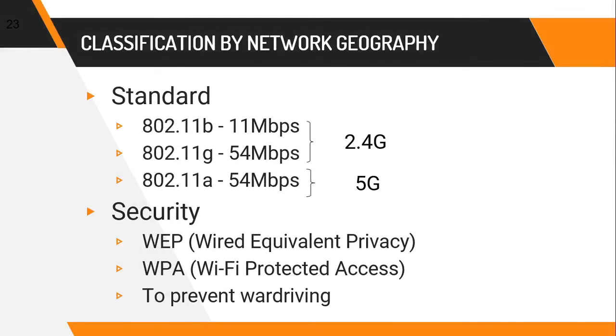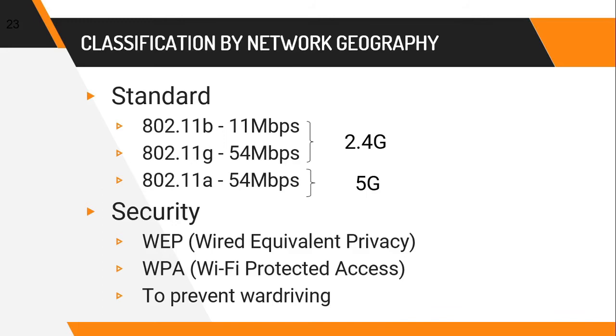We also have the different standards of connection. We have the 802.11b, which can carry 11 megabits per second, 802.11g, which can carry 54 Mbps under the 2.4G, and we also have the 802.11a, which can carry 54 Mbps under 5G. In terms of security, we are using WEP and WPA.